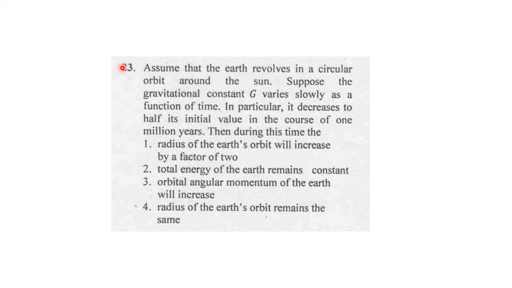Question number 23. Assume that the Earth revolves in a circle around the Sun. Suppose the gravitational constant G varies slowly as a function of time. In particular, it decreases to half of its initial value. That means G decreases to half of its initial value, maybe G becomes G prime after millions of years. So in, of course, 1 million years, what would happen to the radius of the Earth's orbit? That is the thing we are going to solve in the next slide.